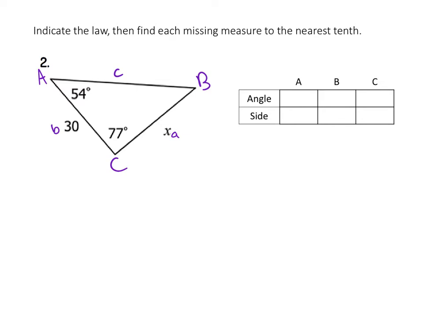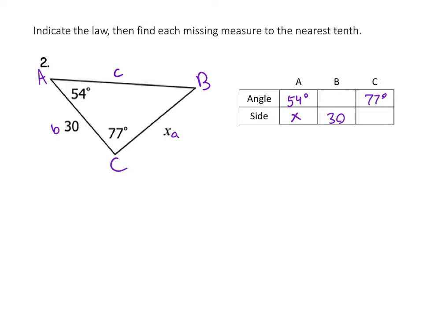So now we can fill out our table because we know what our angles are called and what our sides are called. Angle A is 54 degrees. Angle B we don't know yet. Angle C is 77 degrees. Actually, angle B we will find out. And then we have side B is 30. We don't know what side C is, and that one we're actually not going to find out, but we will find out what side A is. There's an X, and I will replace that once we have our answer.